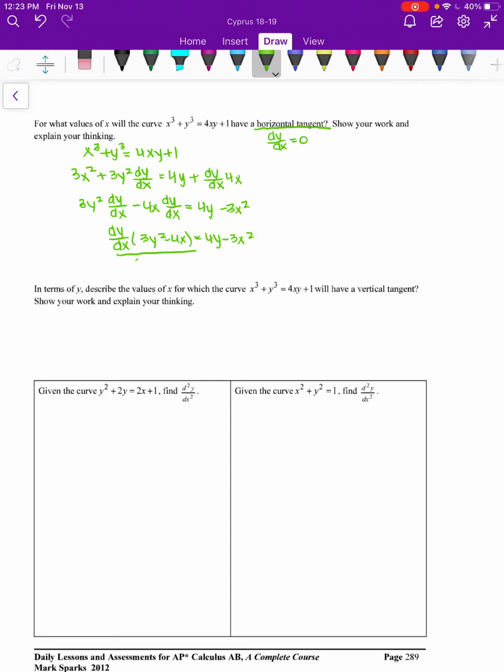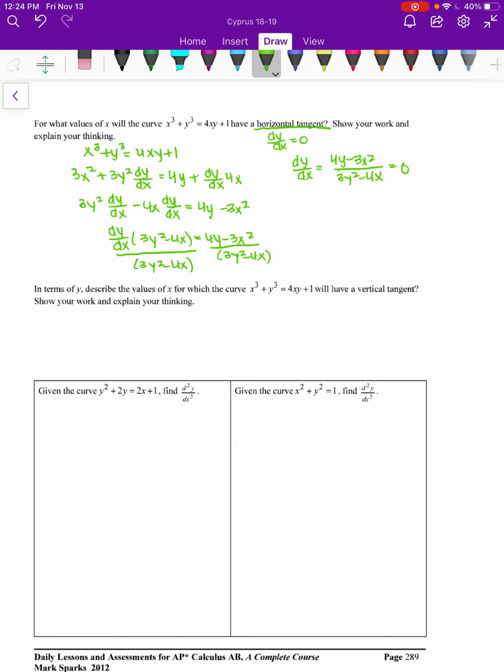And divide by 3y squared minus 4x. So we end up with dy/dx equals (4y minus 3x squared) over (3y squared minus 4x). So we did the implicit differentiation. Now we want to set this equal to 0 and solve.